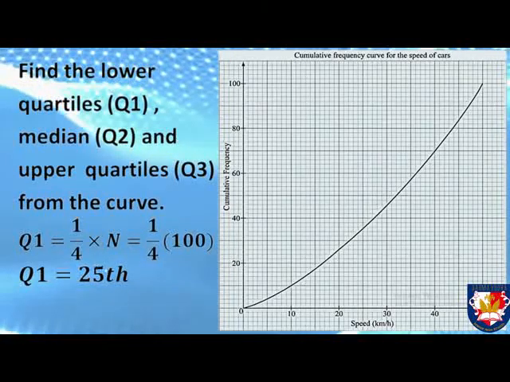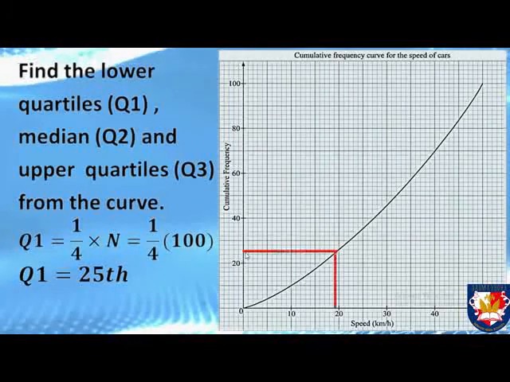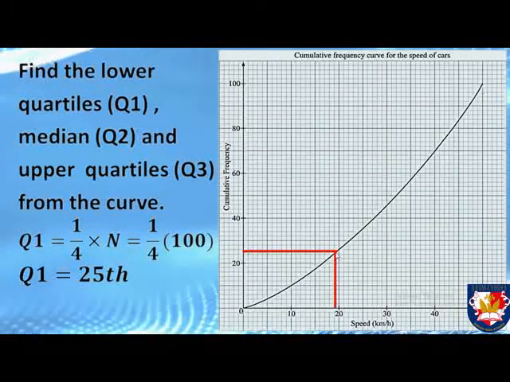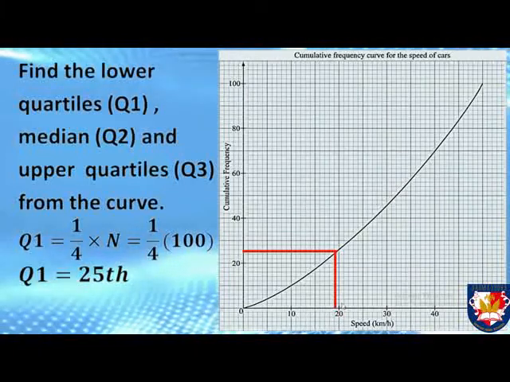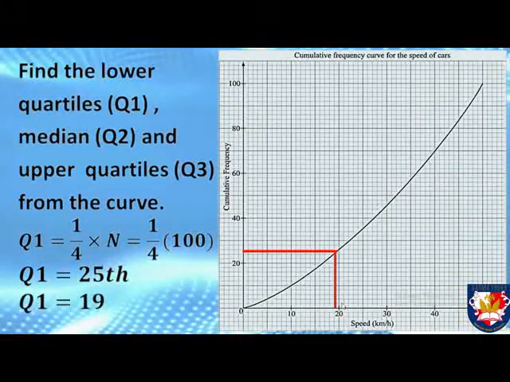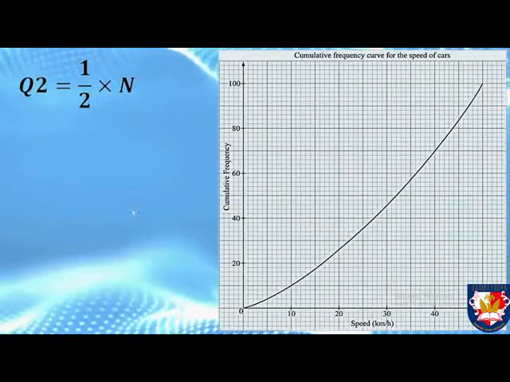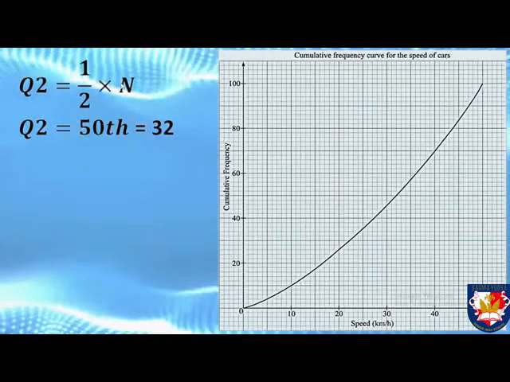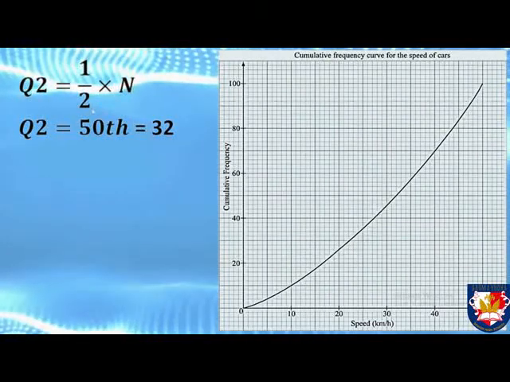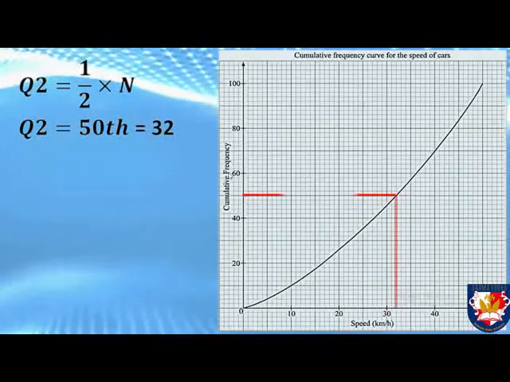Q1 is the 25th data. The 25th is around here. You make a line to the curve and you drag it down, and this is the value of Q1. So Q1 equals 19. And how to find Q2? Q2 is a half times n. N is still 100. So a half of 100 equals 50, or the 50th data. So the 50th data is here.